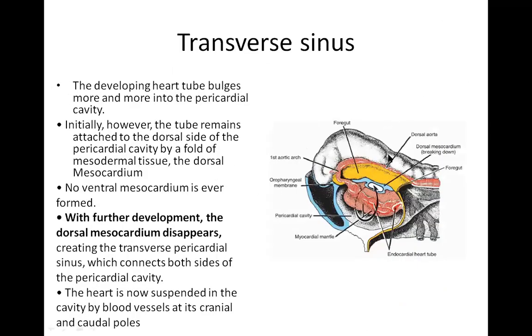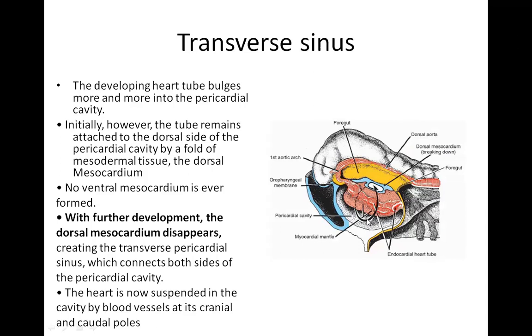Then is the formation of transverse sinus. How the transverse sinus is being formed? This one is a lateral view. So the developing heart tube, it bulges more and more into the pericardial cavity. Okay, the heart will start to bulge into the pericardial cavity. Initially pericardial cavity was lying above it. Because of the cephalocaudal folding, it comes to lie below it.